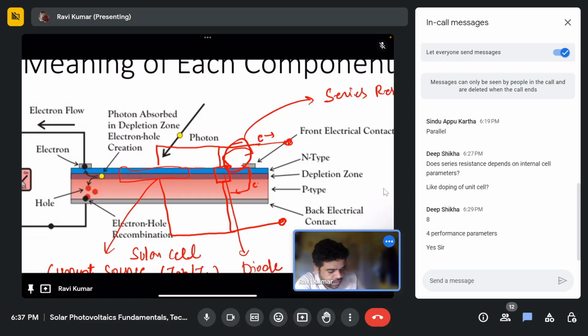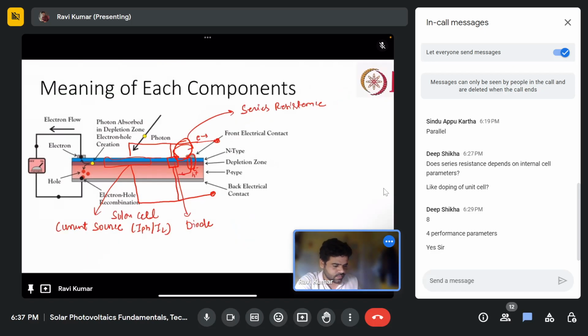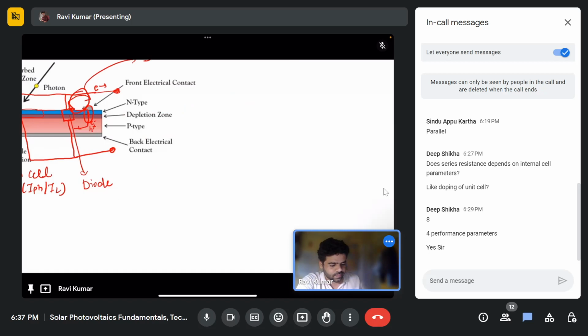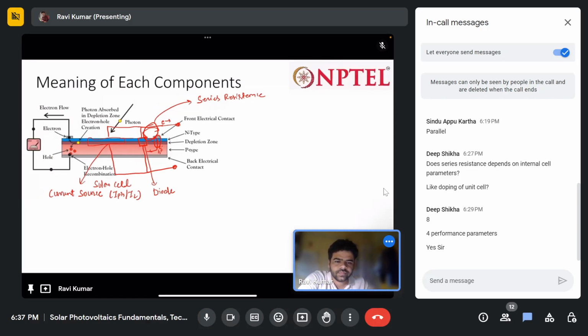It's like electron and hole. They will recombine. And this is the source of shunt resistance. That's why we are having parallelly one resistance that is known as shunt resistance. Everything is clear here? Yes, no? It is very important to know the phenomena which is giving rise to different parameters.